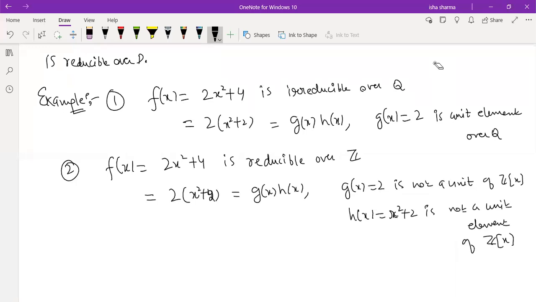So that means you are able to factorize the given polynomial as a product of two factors, g(x) and h(x). Therefore it is reducible. So these examples show that one particular polynomial may be irreducible over a particular ring and may be reducible over some other ring or field. Right now we are not concerned with fields, I'm just taking examples for integral domains.